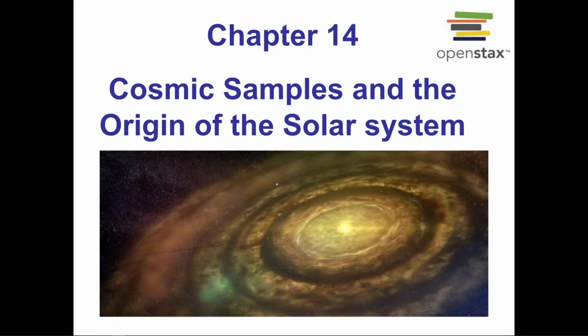Hello everyone. Today we are going to talk about chapter 14, Cosmic Samples and the Origin of the Solar System. The cover picture is an artist's illustration of a disk of dust and gas around a new star. Material in this disk comes together to form planetesimals and later will become planets.